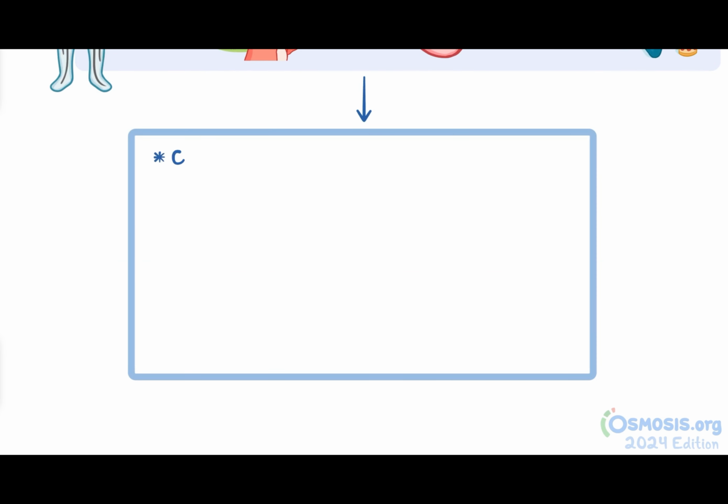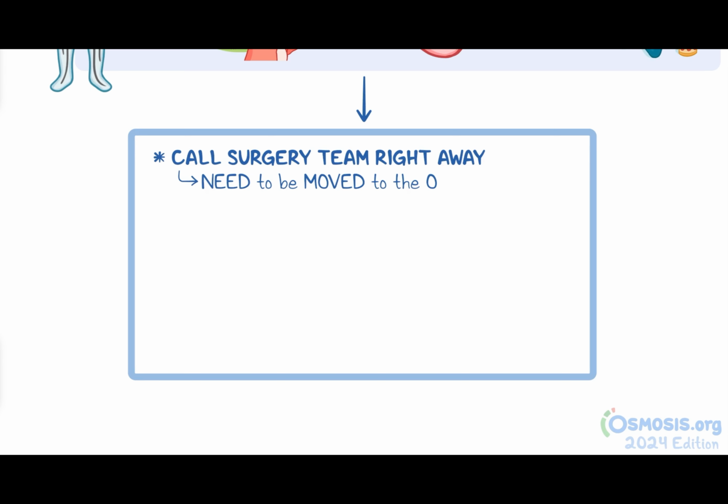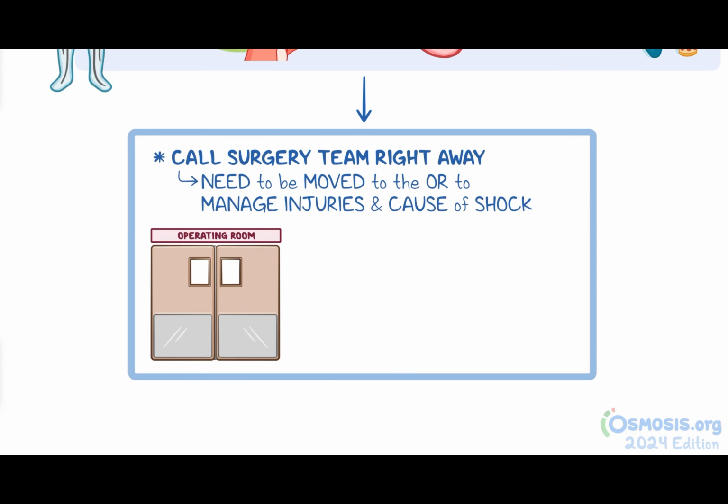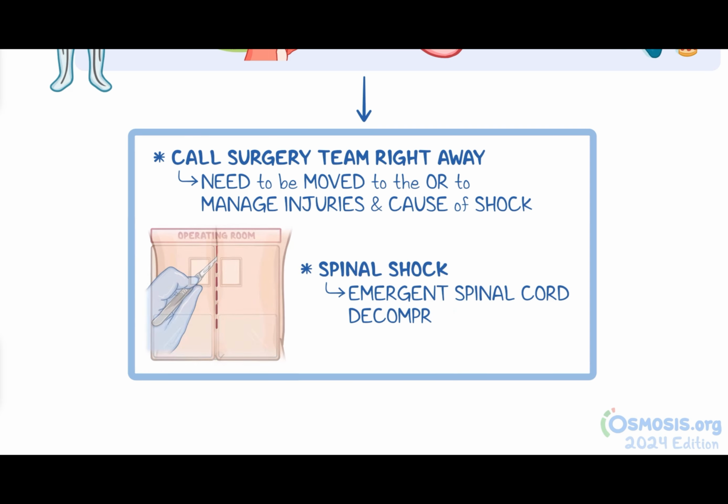Either way, you should call the surgery team right away as these patients need to be moved to the operating room to manage their injuries and the cause of the shock. In case of spinal shock, they would require emergent spinal cord decompression.